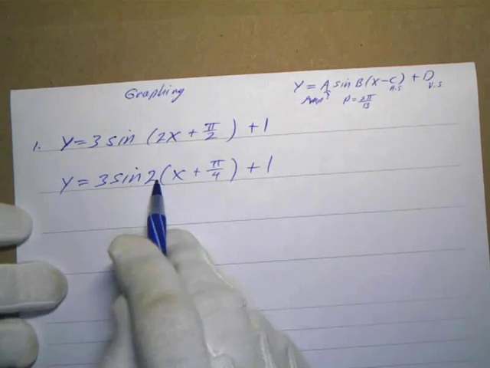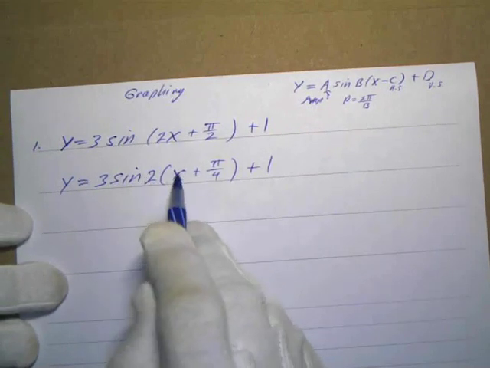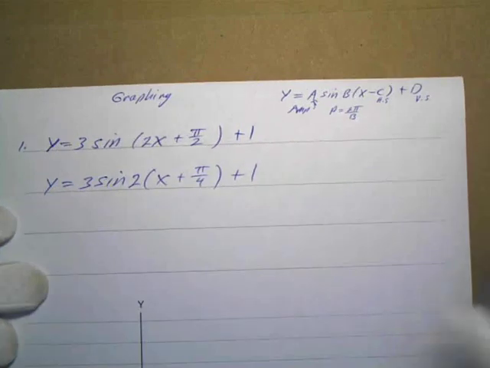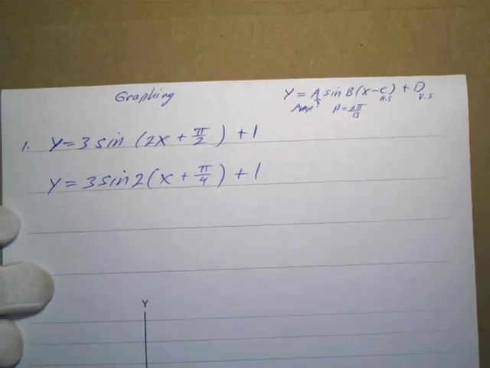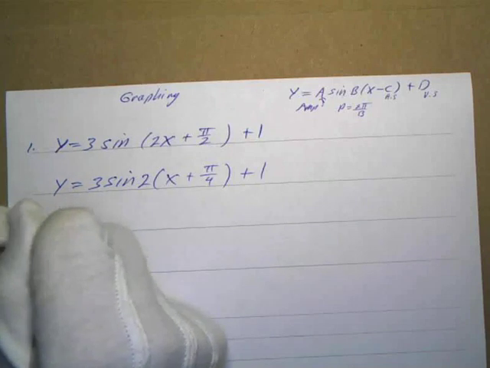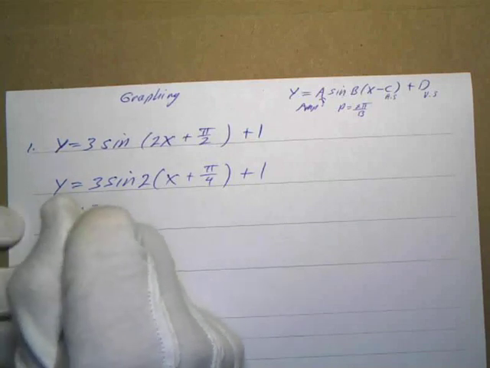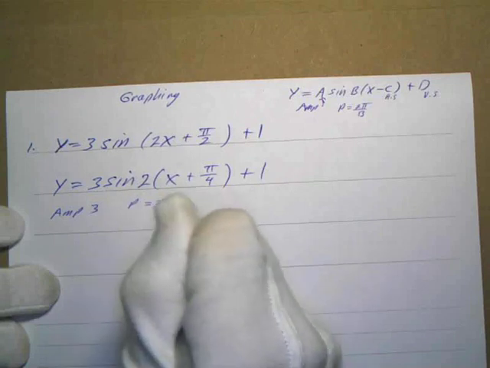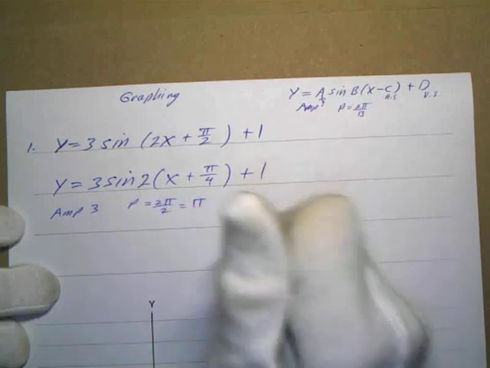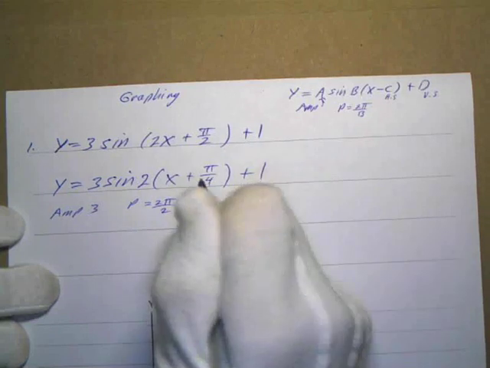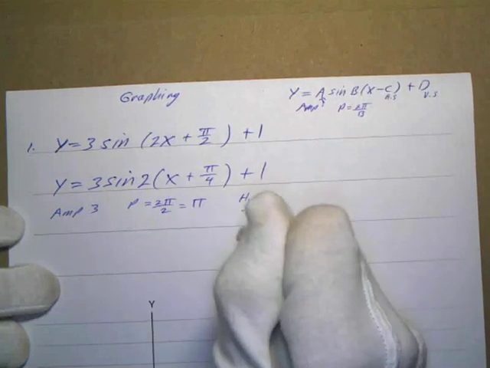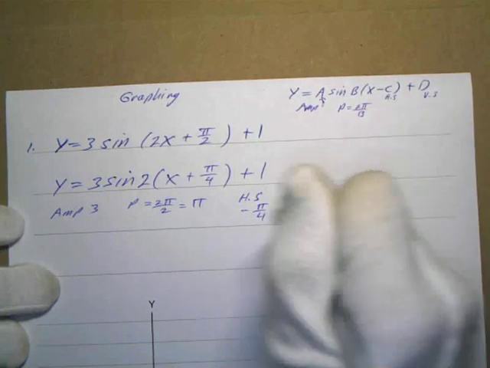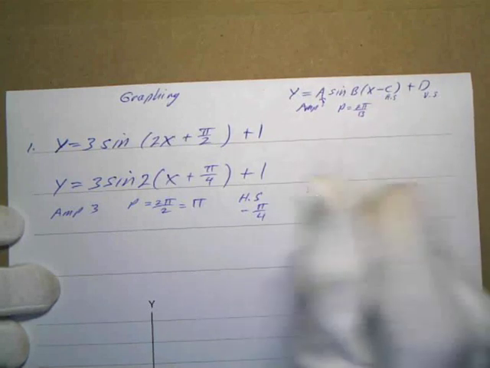I can always check this out just by distributing. 2 times x is 2x, and 2 pi over 4 is pi over 2. So there we go. Now this tells me I've got an amplitude of 3. My period is 2 pi over 2, which is going to be pi. I've got a horizontal shift of, and it's going to be the opposite sign, negative pi over 4, because there's a minus sign up here. And I've got a vertical shift of 1.